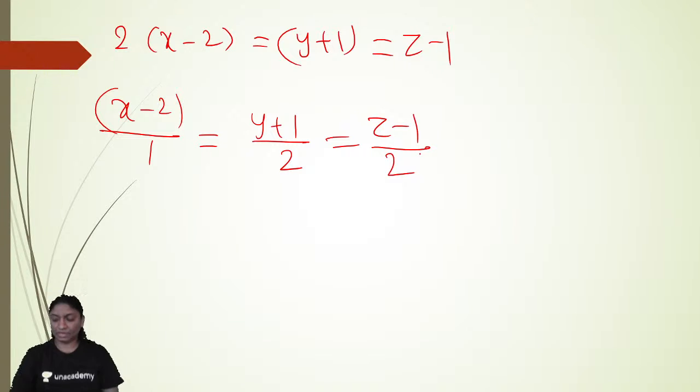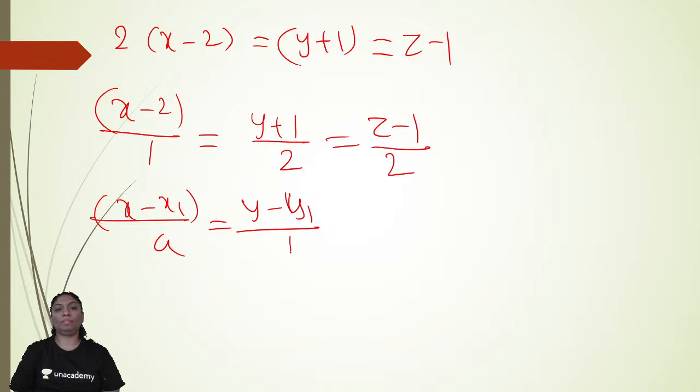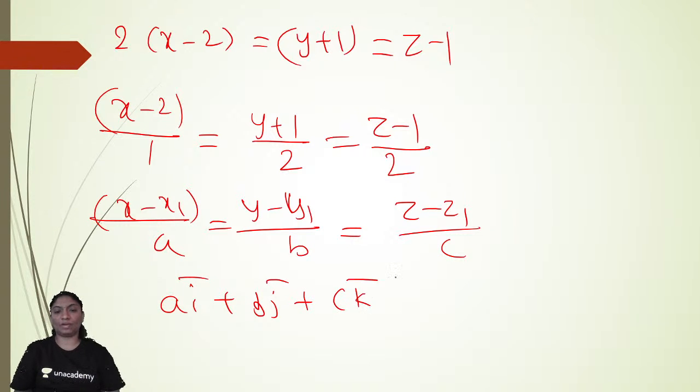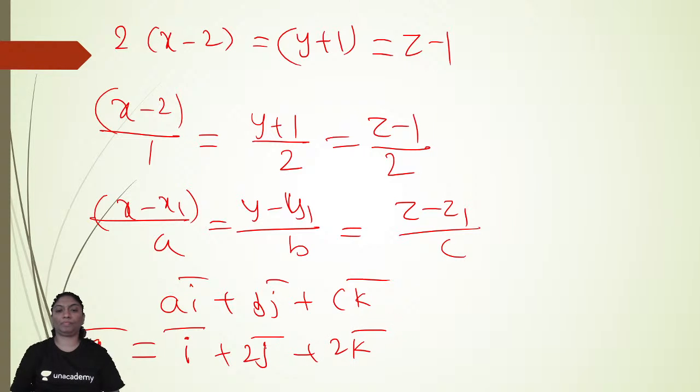Therefore the vector a bar along this line. Our standard form is x minus x1 upon a is equal to y minus y1 upon b is equal to z minus z1 upon c. So the vector along this line is a i bar plus b j bar plus c k bar. So here a is equal to 1, b is equal to 2, c is equal to 2. So your vector a bar is equal to i bar plus 2 j bar plus 2 k bar. This is your vector.